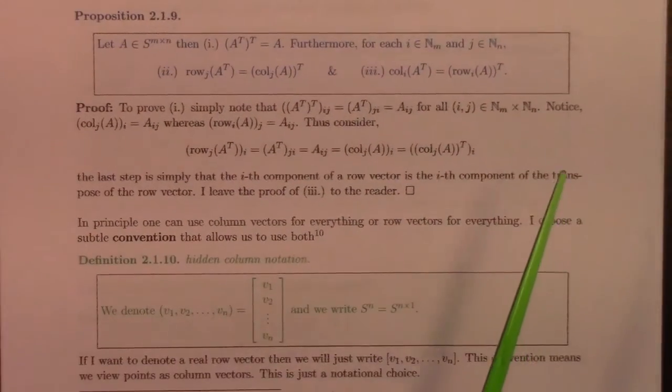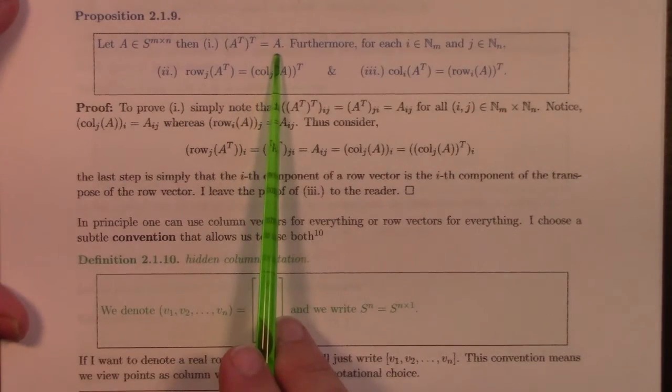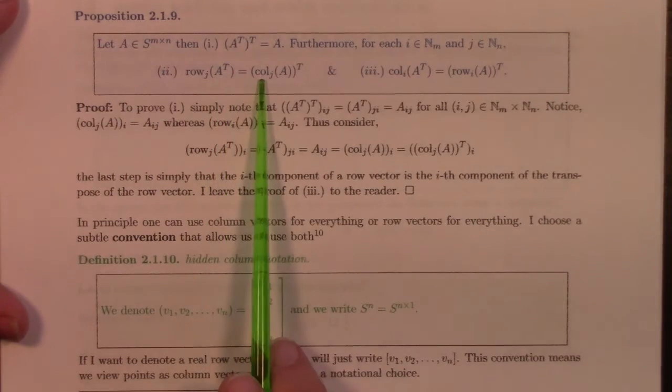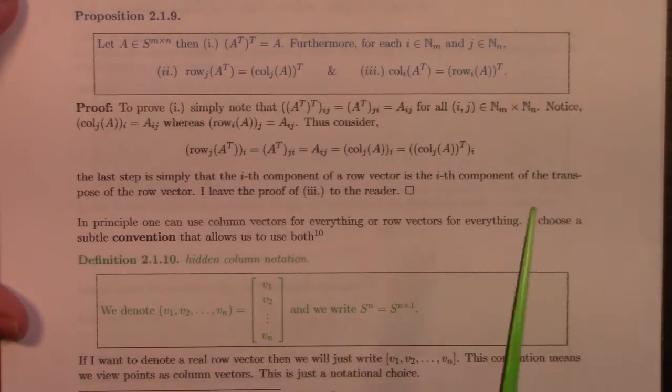Some basic properties of transpose is that the transpose of the transpose is back where you start again. And like I said, there's a connection between the rows of the transpose and the transpose of the columns of the matrix, like this. All right.